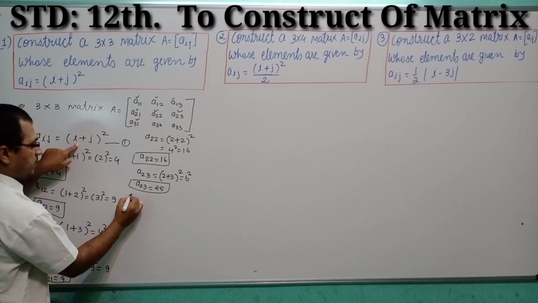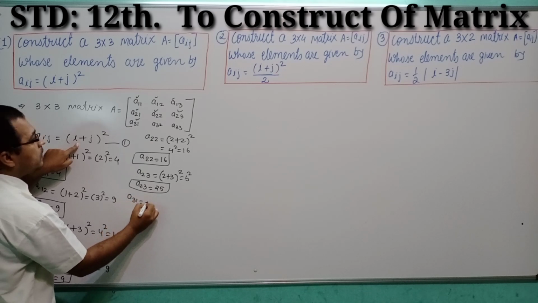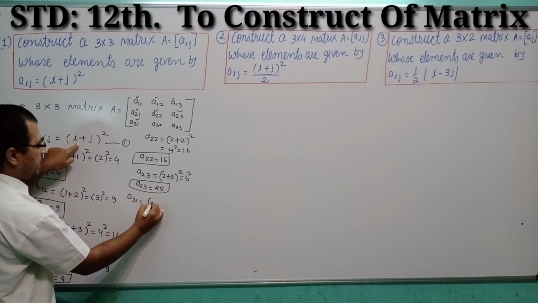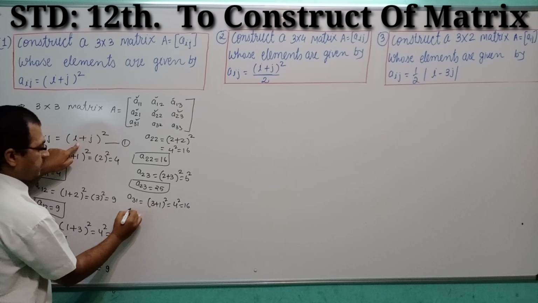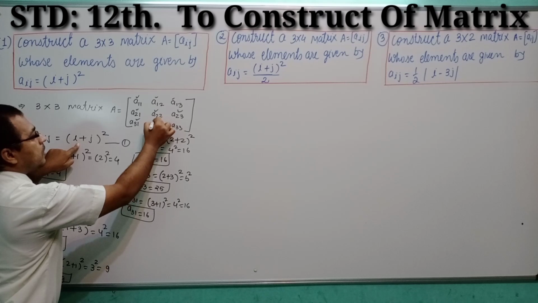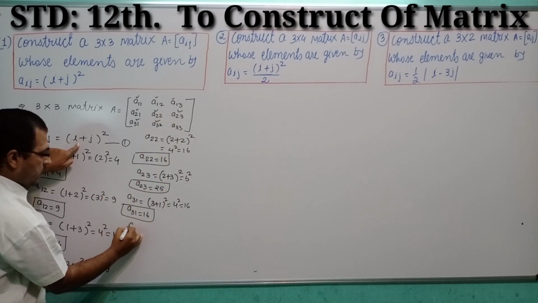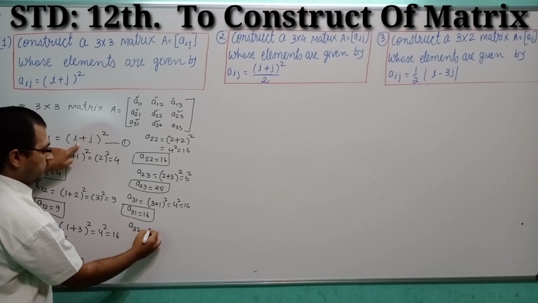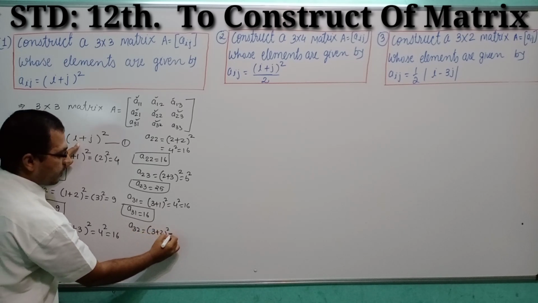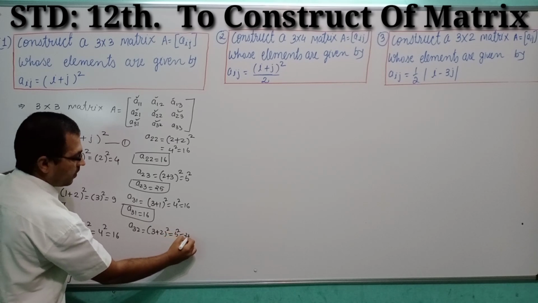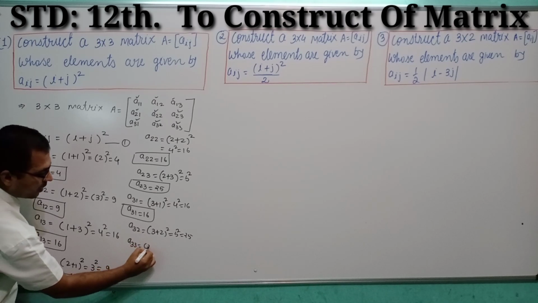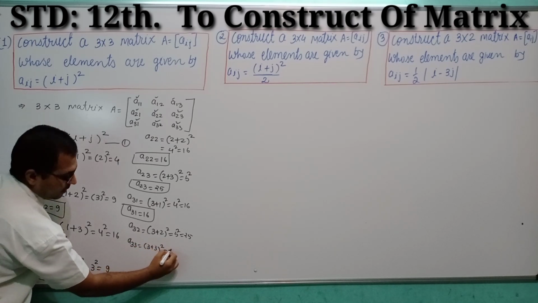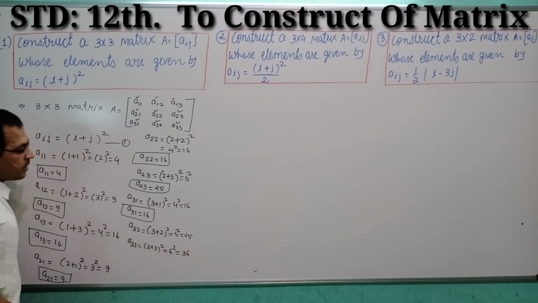Now a31. Directly, 3 plus 1 whole square, 4 square is equal to 16. So a31 is equal to 16. a32: 3 plus 2 whole square, 5 square is equal to 25. And a33: 3 plus 3 whole square, 6 square is equal to 36, right students?